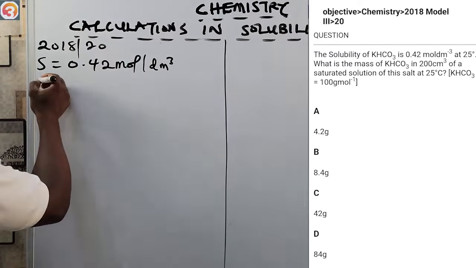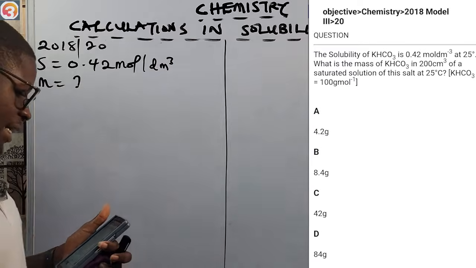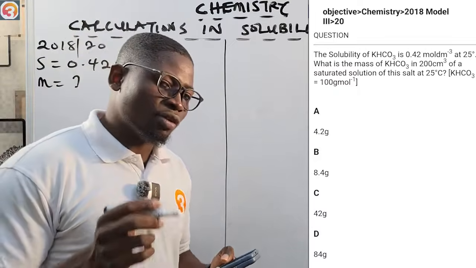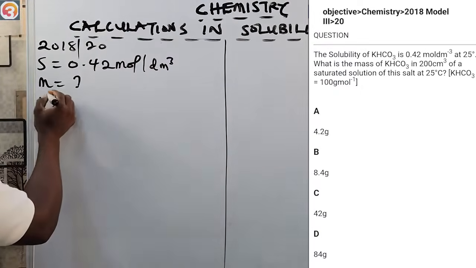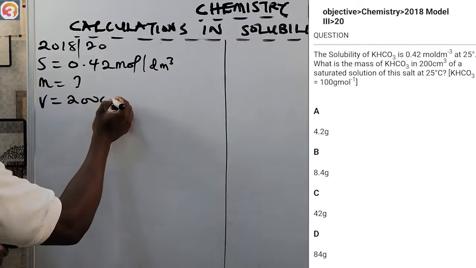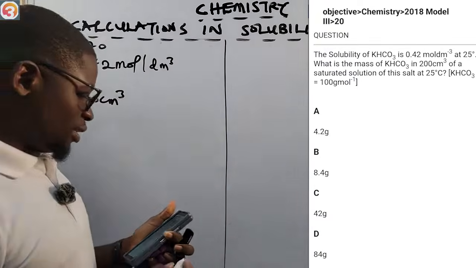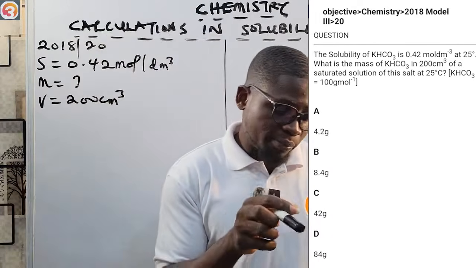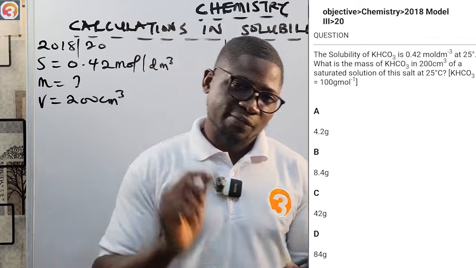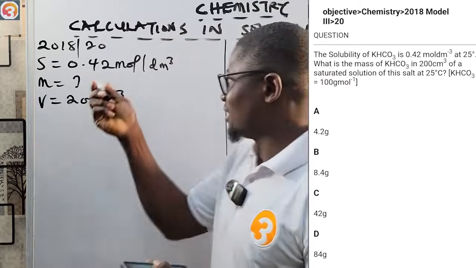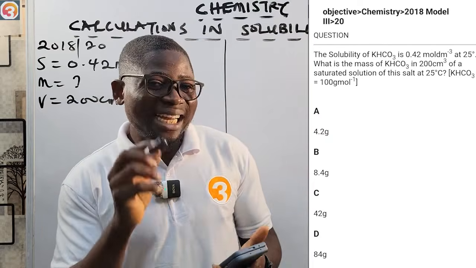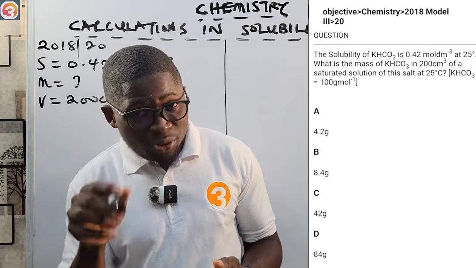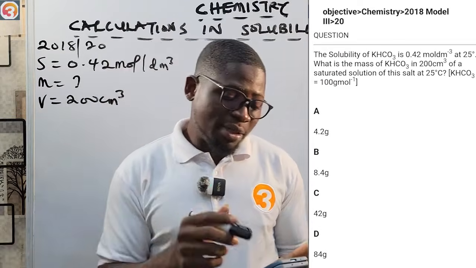They ask what is the mass of KHCO3. We are looking for the mass; the mass is unknown. What is the mass of KHCO3 in 200 cm cube of saturated solution of this salt at 25 degrees Celsius? That means the volume of the solvent is 200 cm cube. The saturated solution, that is the solvent.